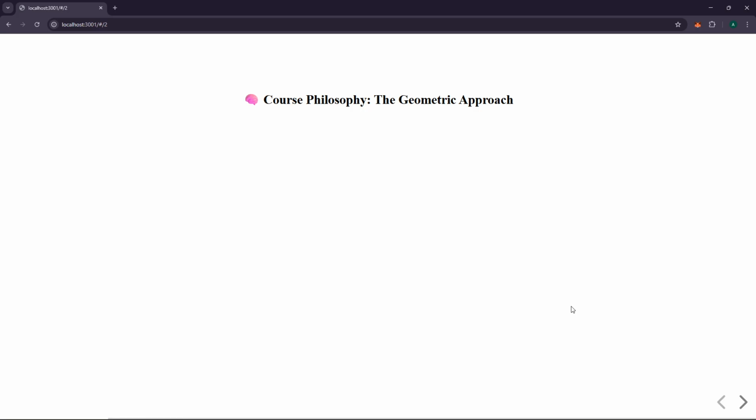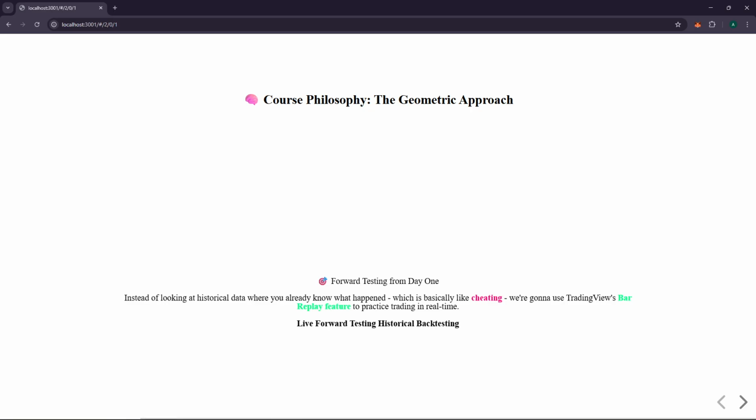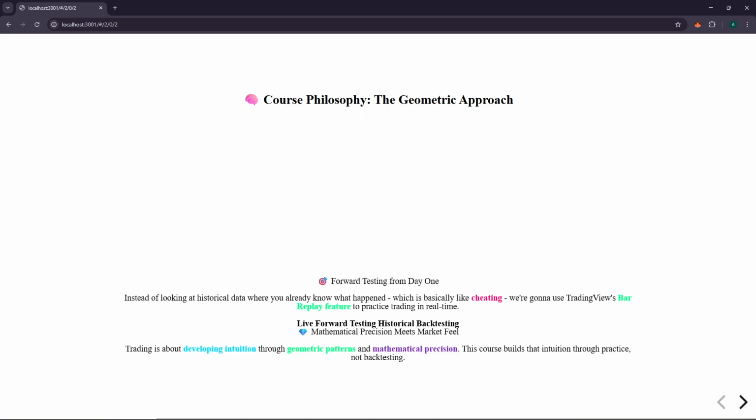So the course philosophy is the geometric approach, which is forward testing from day one. Instead of looking at historical data where you already know what happened, which is basically like cheating, we're going to be using TradingView's bar replay feature to practice trading in real time, live forward testing rather than historical back testing. That is mathematical precision meets market feel. Trading is about developing intuition through geometric patterns and mathematical precision. This course builds that intuition through practice, not back testing.